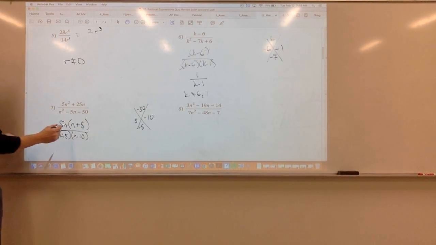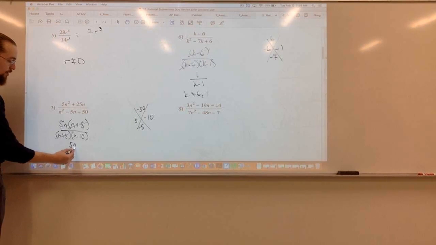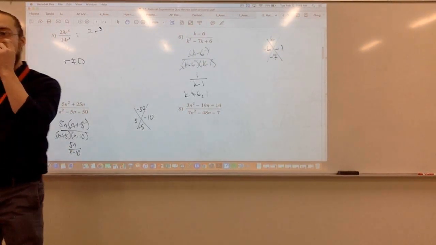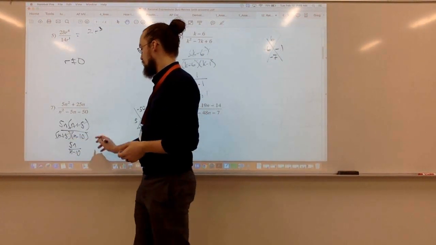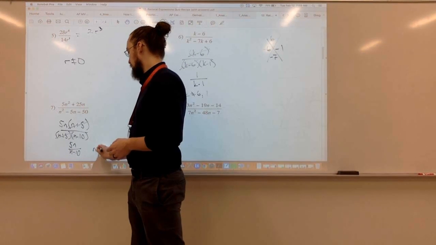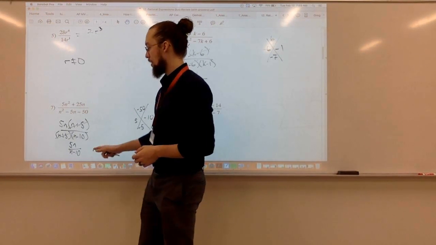Now I've got everything factored. I can cancel out these factors that are the same, the n plus 5s. So I'm just left with 5n over n minus 10. And then my restrictions will be whatever values of n make the denominator equal to 0 before we canceled anything out.